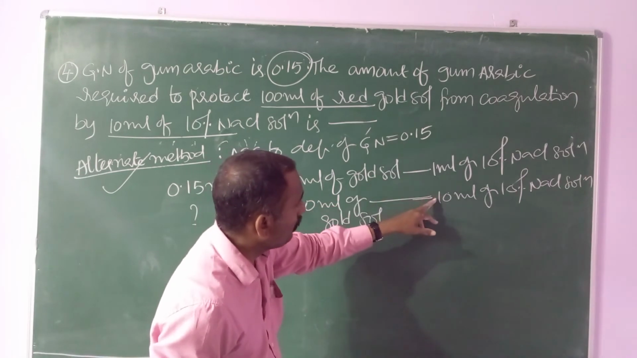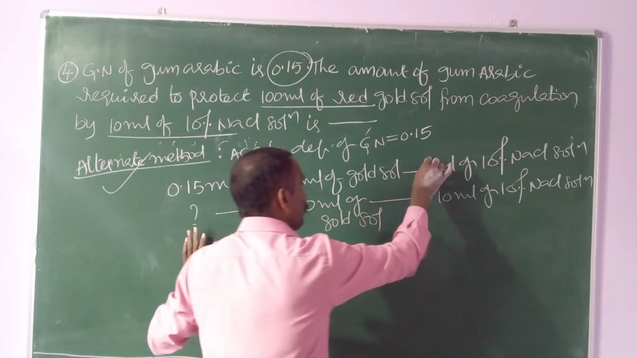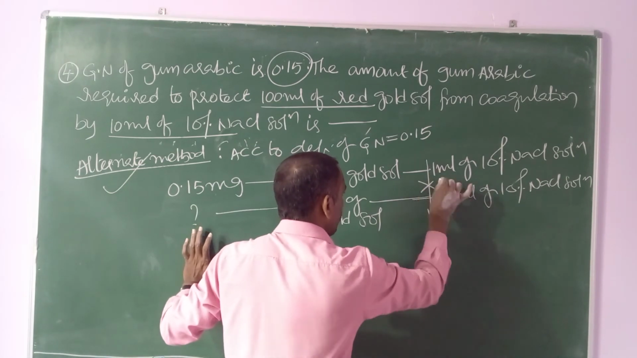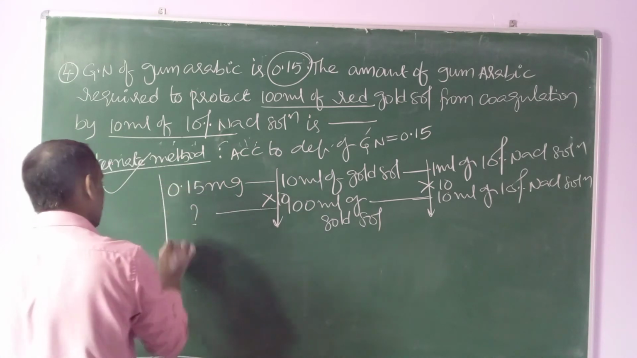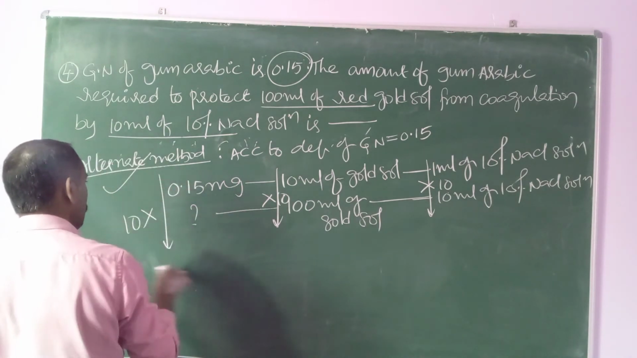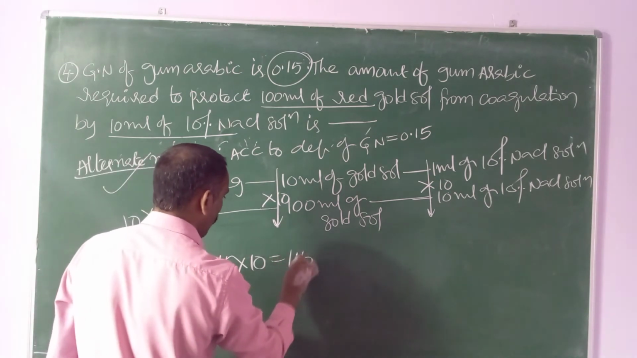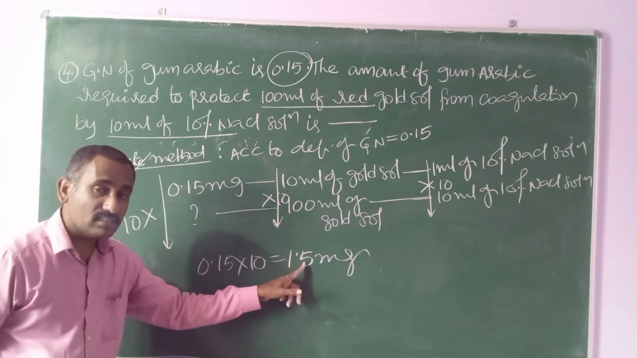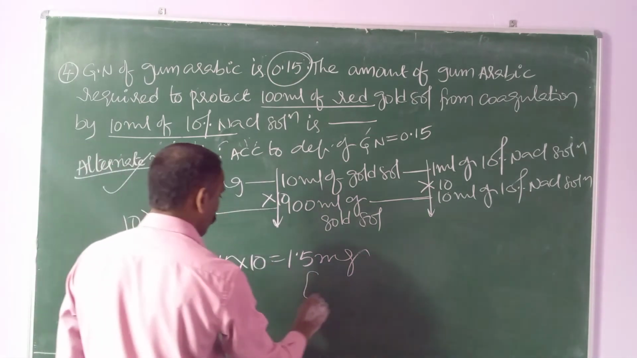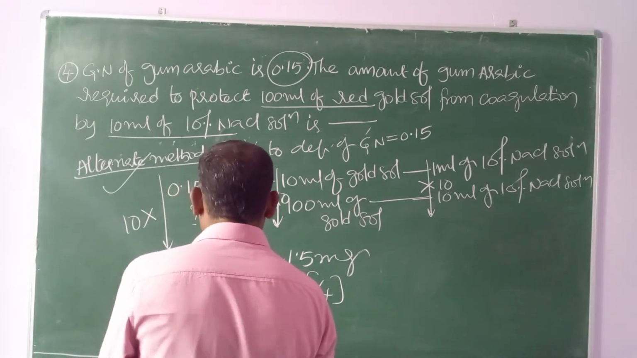This is according to definition. In the given data, how much NaCl they given? 10 ml. How much gold sol they given? 100 ml. Therefore, here to here into 10. Therefore, 0.15 into 10, nothing but 1.5 milligrams. Because here units are milligrams, answer also should be in milligrams. Therefore, which option correct? Fourth option is correct. Go through this alternate method.